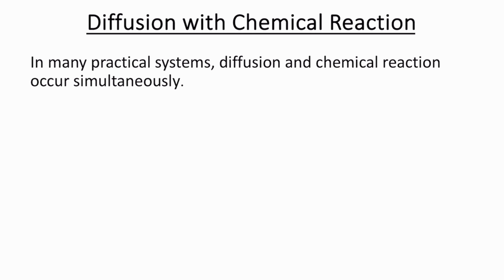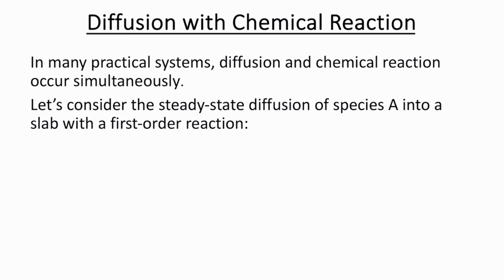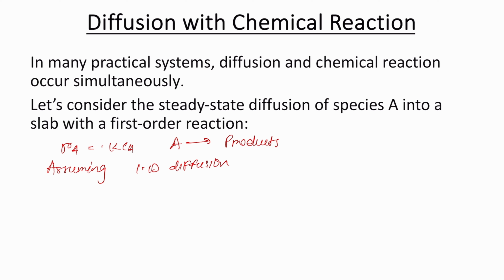In many practical systems, diffusion and chemical reaction occur simultaneously. A classic case is a porous catalyst pellet, where a species diffuses and reacts inside. Let's consider the steady state diffusion of species A into a slab with first order reaction with the following kinetics. The governing equation: if we assume 1D diffusion, no convection, and constant properties, we can write D_AB d square C_A upon dx square equals k C_A, which on rewriting can be converted into a second order linear differential equation.